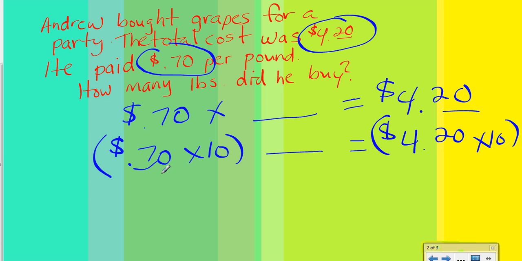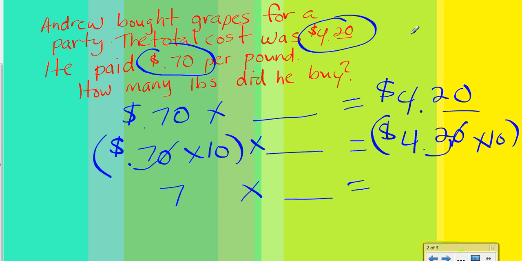Now, even though it says 0.70, we can take that 0 off, okay? Remember, that's an equivalent decimal, even though we use it for money. So that gives us 7. Now, oops, sorry, I forgot my times here. 7 times something is going to equal 42, again, because the decimal place moves one time since we're multiplying by 10.